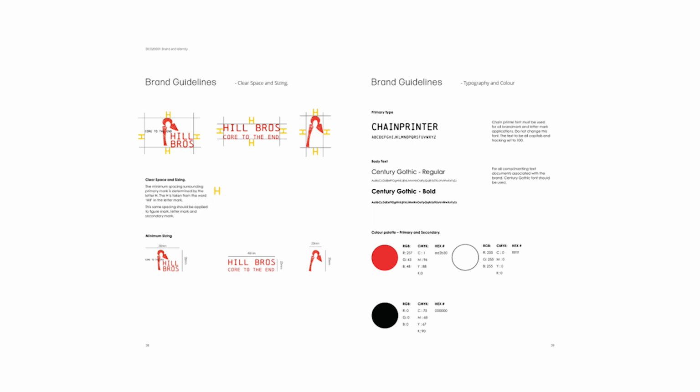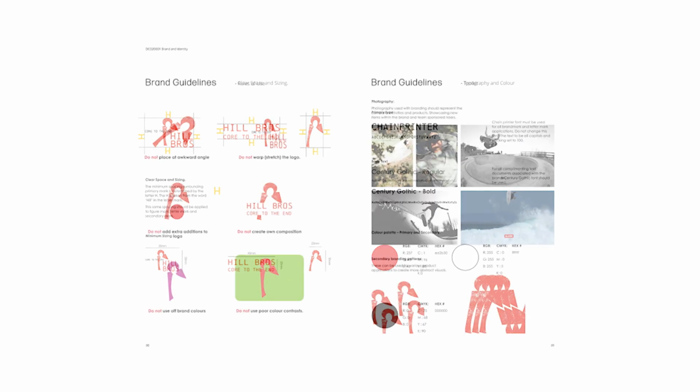Chain printer font is used for all typographic applications of the branding mark layouts. Noted that Century Gothic font should be used for all associated documentation within the company. This could be body text or product descriptions. Colour palette is outlined for both primary and secondary use. This helps with manufacturing and application of the branding.